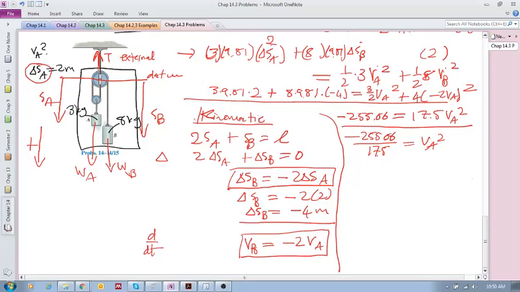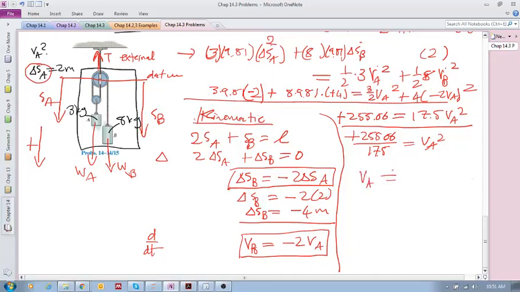The problem is that I assumed that block A was moving down in a positive direction, 2 meters, which means that block B would be moving minus 4 meters. So actually what's happening is that block A is moving up 2, so this needs to be a minus 2, and block B needs to be a plus 4. It needs to be moving down. If you swap those around and give it the right direction of motion, then this becomes positive.